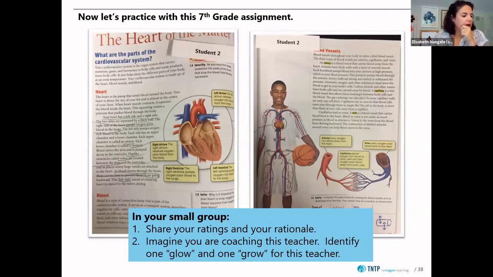Okay, so Stephen, you can send us to breakout rooms. We will have 5 minutes and then we'll come back together and we'll focus our conversation on those glows and grows. And for anybody watching this video separately, go ahead and ask your teams right now to do the same exercise and pause the video.